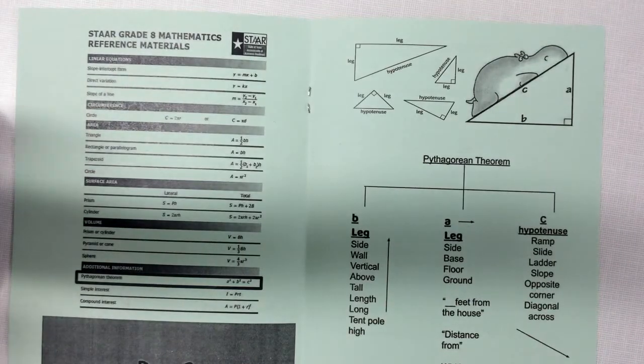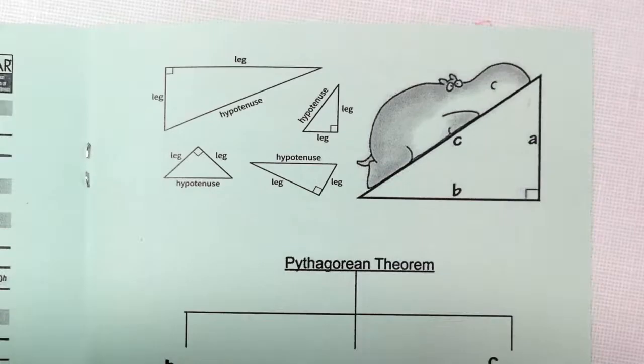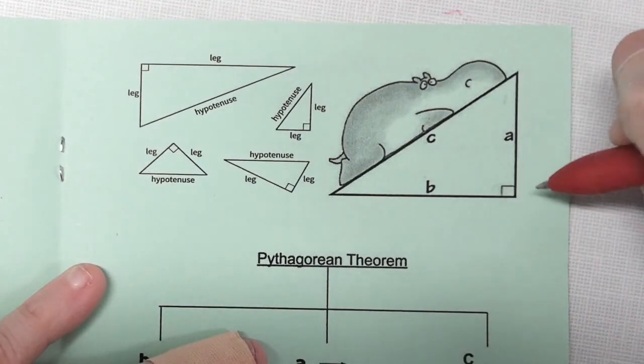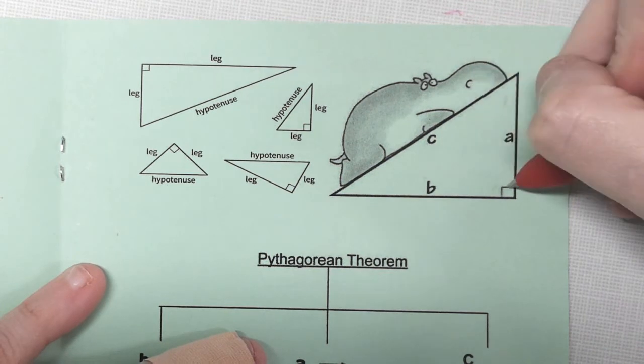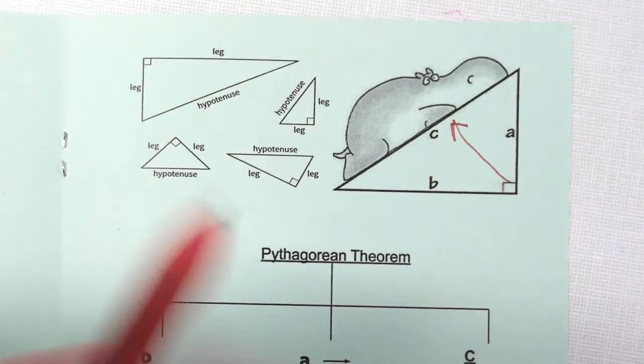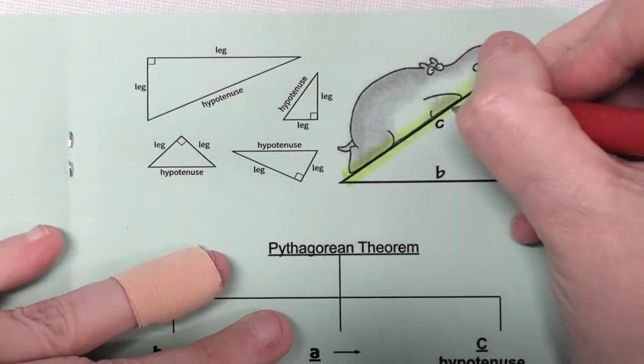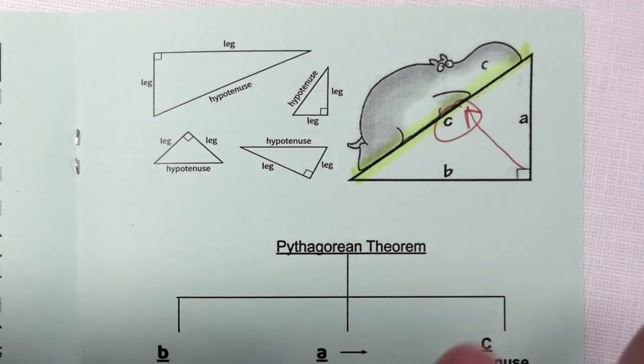So when we talked about Pythagorean theorem, we had this picture of this hippopotamus because the longest side is called the hypotenuse, which kind of sounds like a hippopotamus. And the strategy that we used when we first did this was, every time we saw a right triangle, we drew an arrow pointing at the longest side, we highlighted it, and we labeled it C. Always. This is what we always did.